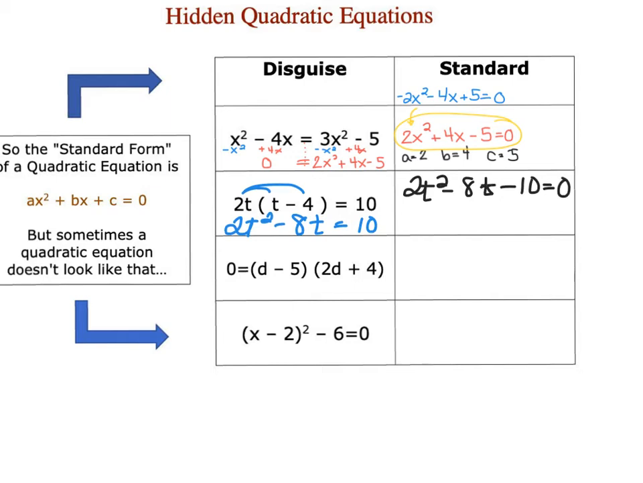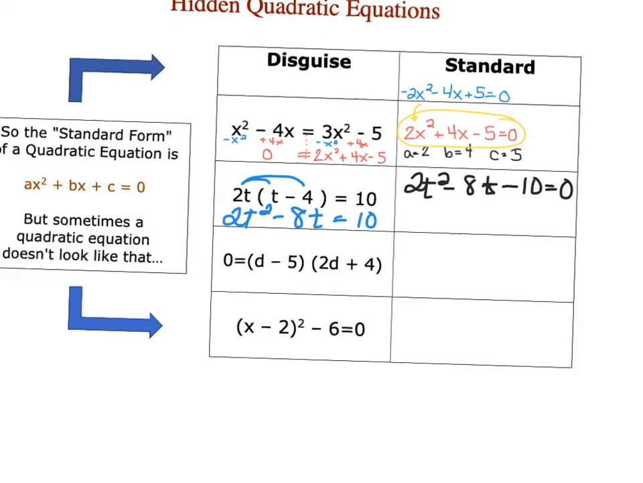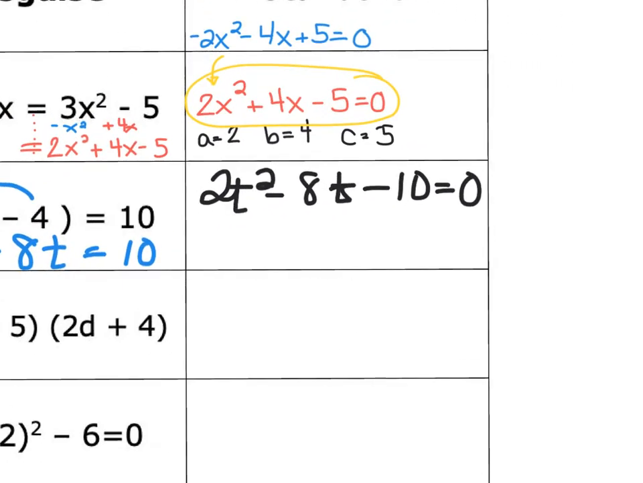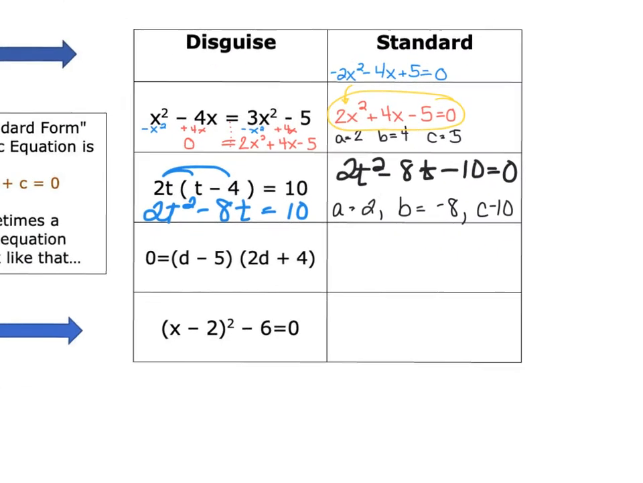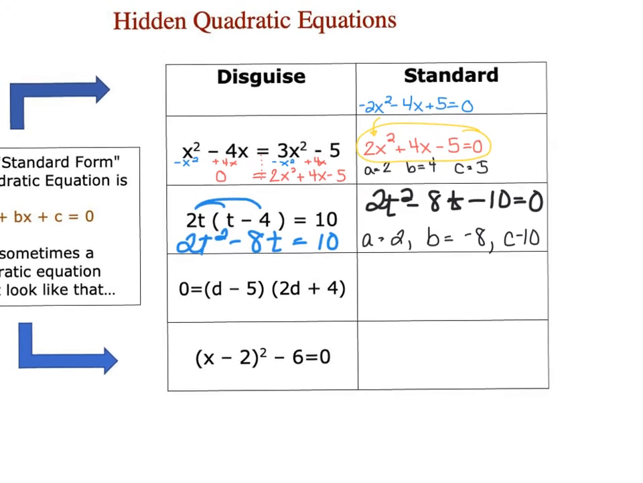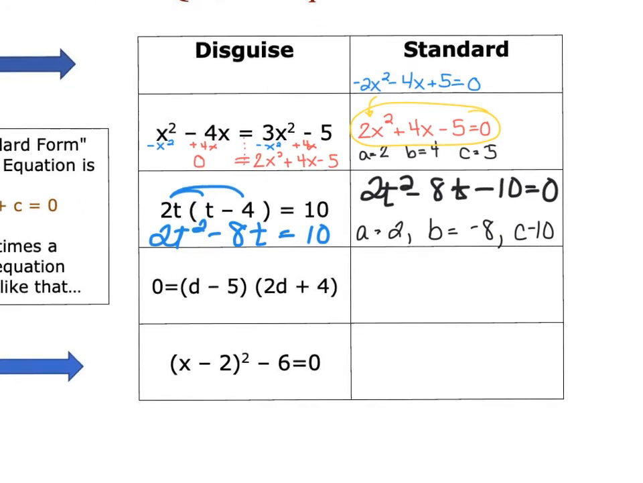And now, just for practice, I'm going to identify my values of a, b, and c. So a is 2, b is negative 8, and c is negative 10. All right, so now we have 0 equals 2 binomials.